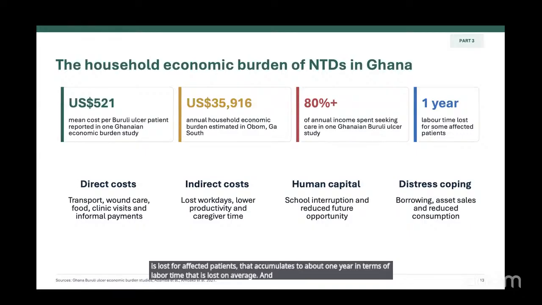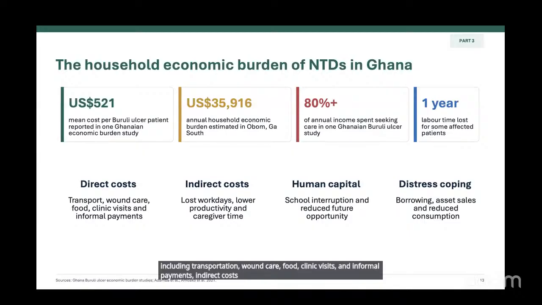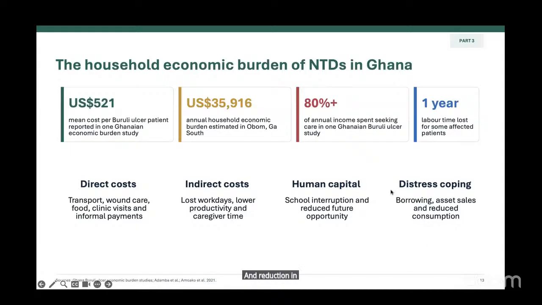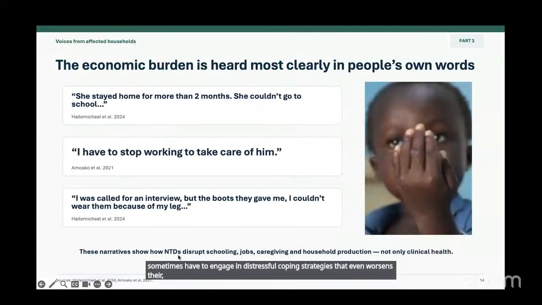And the costs we are talking about include direct costs of seeking healthcare, including transportation, wound care, food, clinic visits, and informal payments. Indirect costs that include lost work days, labor productivity, and caregiver time. Human capital issues that include school lost time and reduction in future productivity, and the fact that these households sometimes have to engage in distressful coping strategies that worsen their economic conditions further.